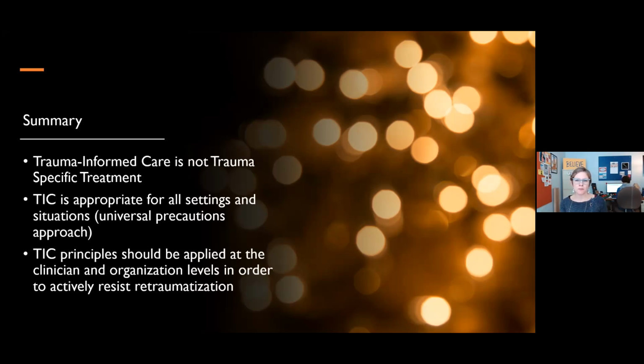And trauma-informed principles should be applied at the clinician level and the organizational level in order to actively resist any type of re-traumatization.